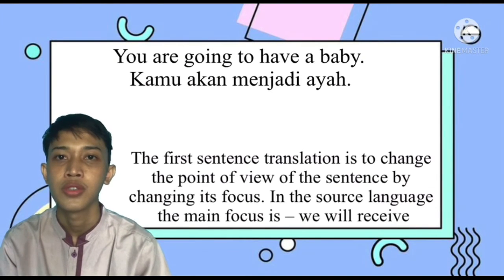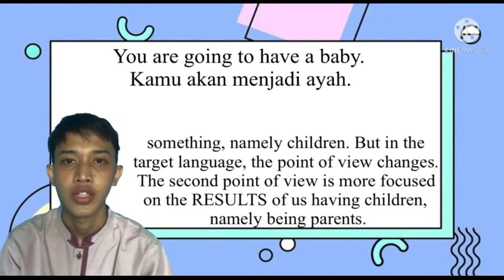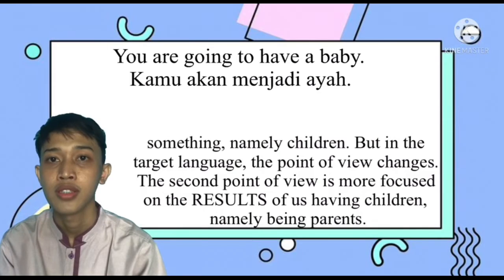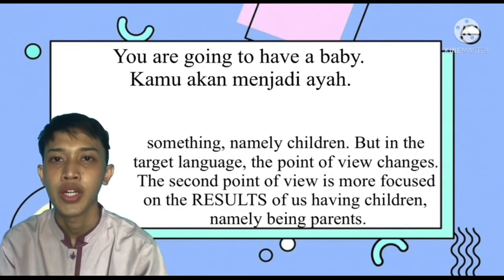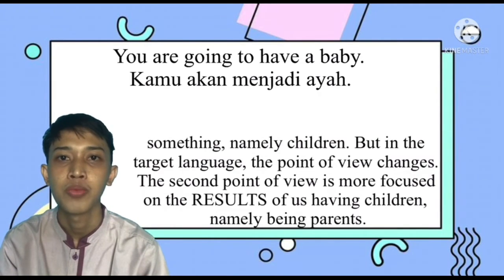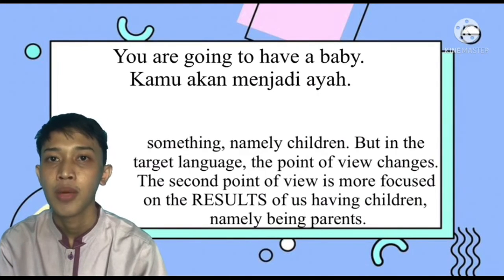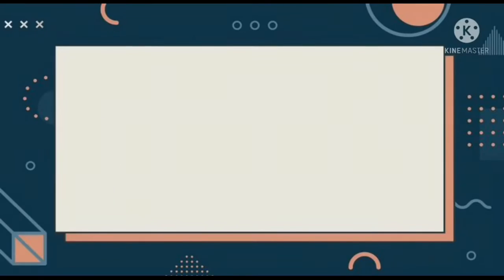In the source language, the main focus is that we will request something, namely shelter. But in the target language, Indonesian, the point of view changes. The second point of view is more focused on the result of us having children, namely being a parent.